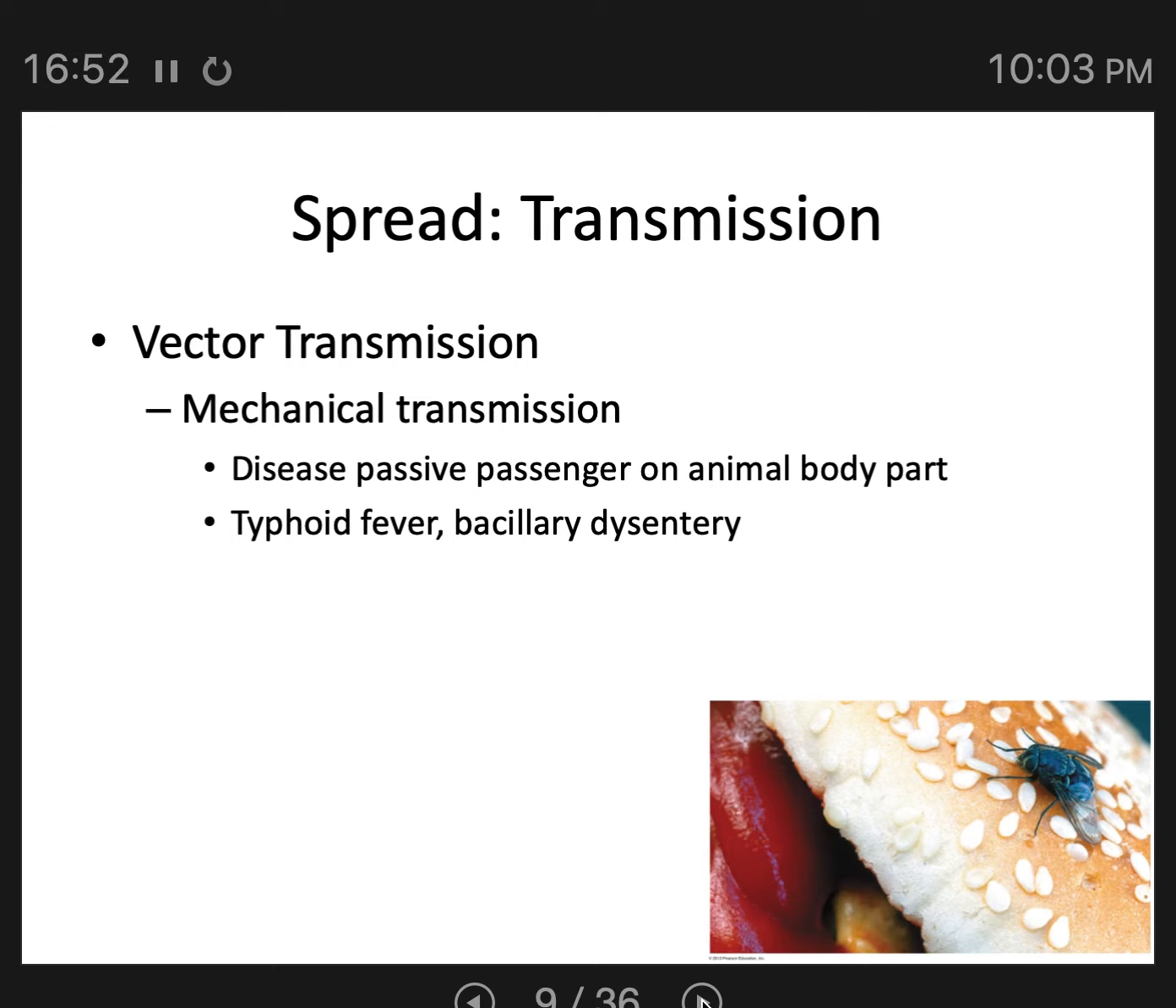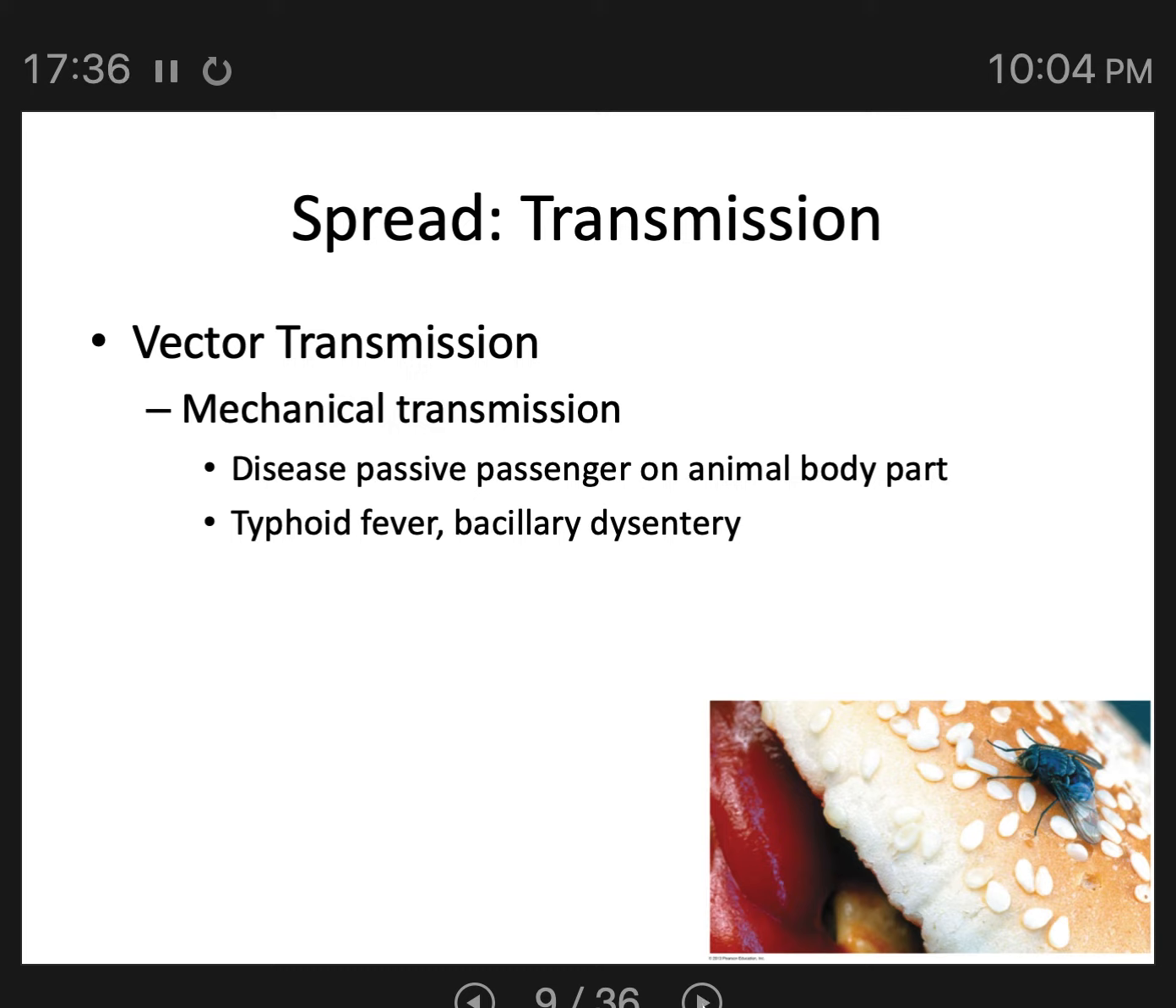The first style of vector transmission is mechanical transmission. This is when the pathogen is acting as a passive passenger on an animal body part. Usually the example is a fly lands in feces that's infected with some pathogen, picks up the pathogen on its legs, and then lands on your food or something. So the pathogen is not actively using the fly to get around. It's just, again, a passive passenger on the fly. Some examples of pathogens that can be moved around this way are typhoid fever, bacillary dysentery, things like that.